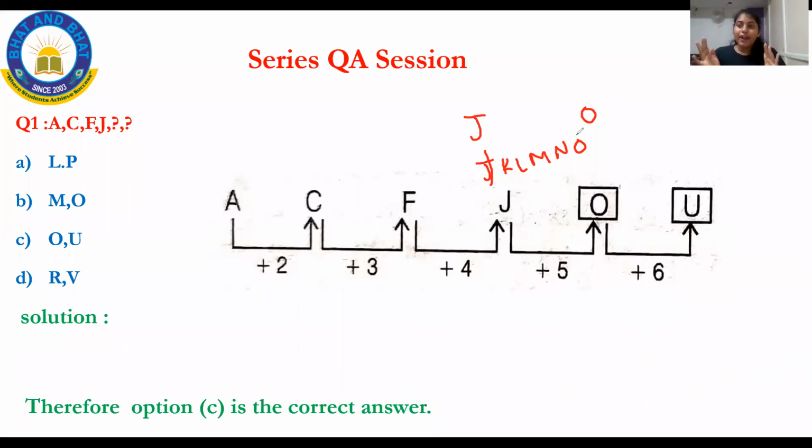Okay, so now what is the logic here? The logic is the series contains +2, 3, 4, 5. So J after the next 5 letters is O and then next it is Q. Therefore, option C is your answer. Is there any doubt in this question now? Is there any doubt?